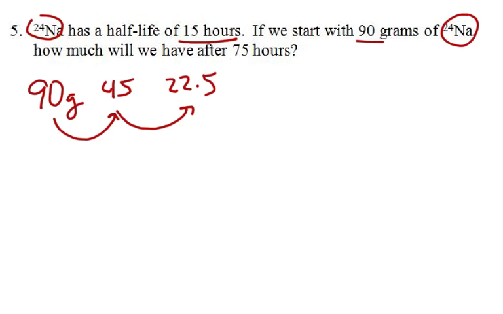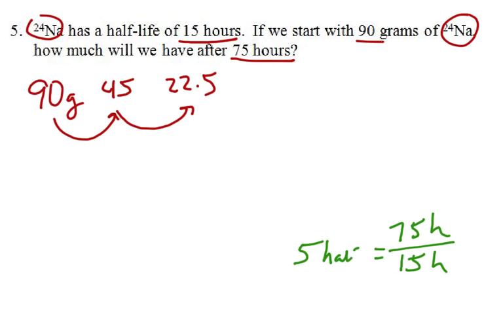And here we get the answer, because in this problem we have 75 hours total, and we have 15 hours in one half-life. So if we divide 75 by 15, we find out we have 5 half-lives. So that means we want to do this dividing by 2, 5 times.